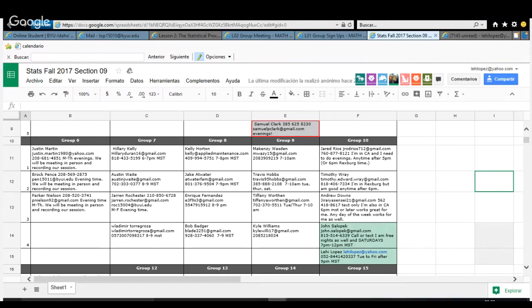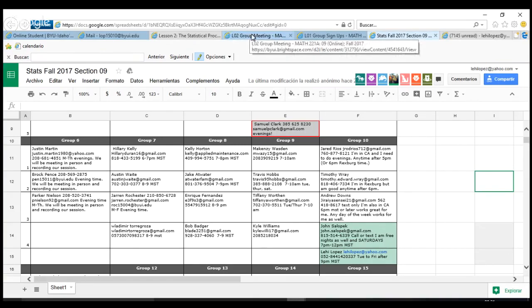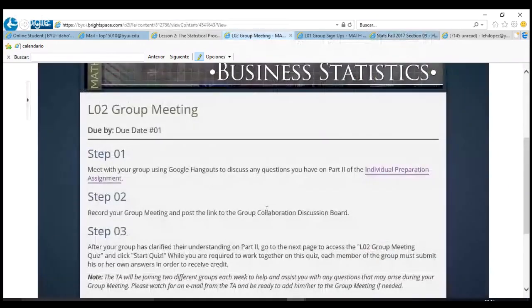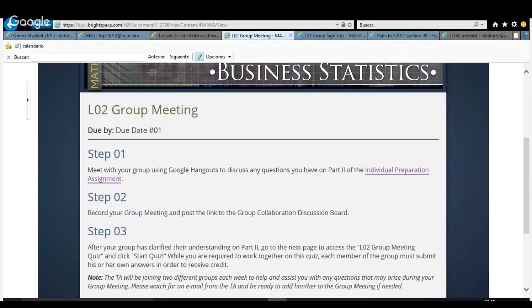Okay, so we were supposed, according to this, it says meet with your group using Google Hangouts to discuss any questions you have on part 2 of the individual preparation. This is the individual preparation. This is part 2. So I'm at part 2 right now, the experiments part. Do we want to go over that together, or do you have any notes or anything?